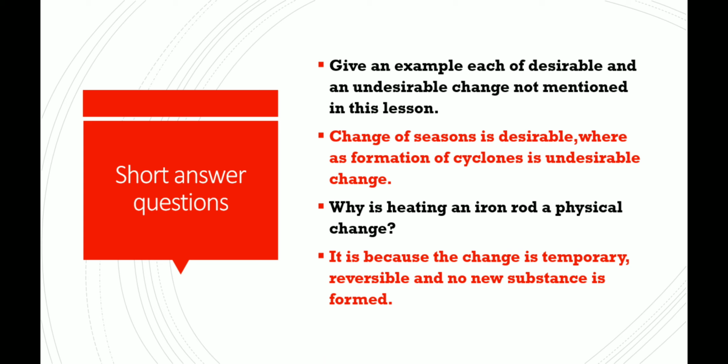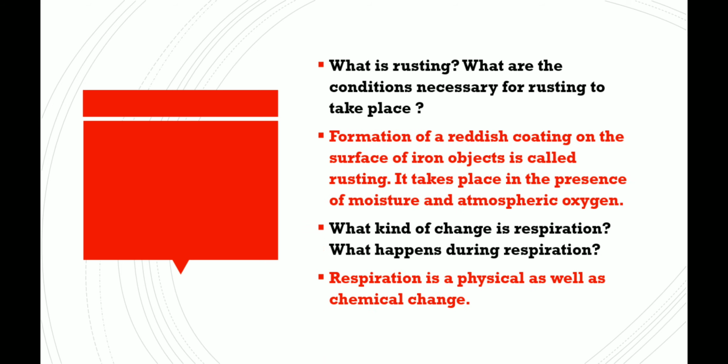Then comes short answer questions. The first question goes like this: give an example each of a desirable and an undesirable change not mentioned in this lesson. Its answer is that change of seasons is desirable, whereas formation of cyclones is an undesirable change. The next question, why is heating an iron rod a physical change? It is because the change is temporary, reversible, and no new substance is formed.